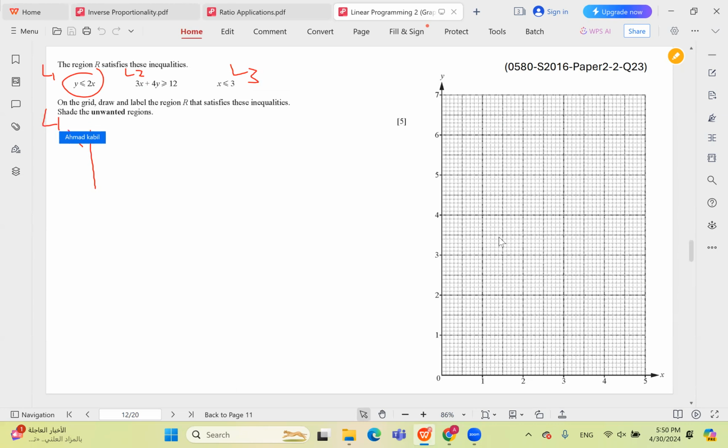So for line 1, we have x and y. Let's put x as 0 and x as 1. So if x is 0 here, y is 0. If x is 1, y is 2. We have 0, 0, and we have 1, 2. And we want to draw this line passing through 0, 0, and 1, 2. So this is 0, 0, and this is 1, 2. So the line looks something like this.